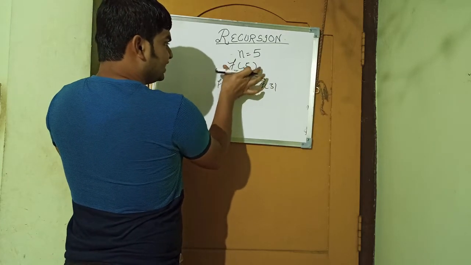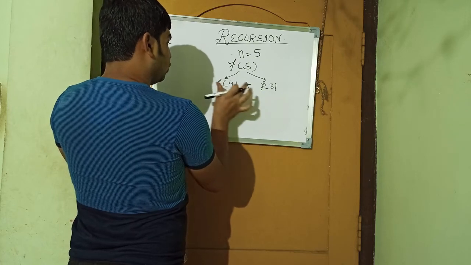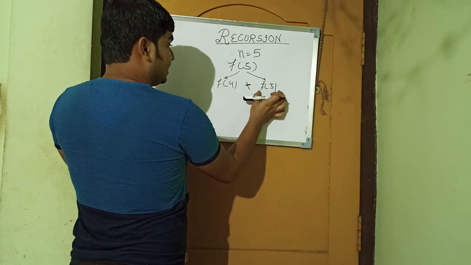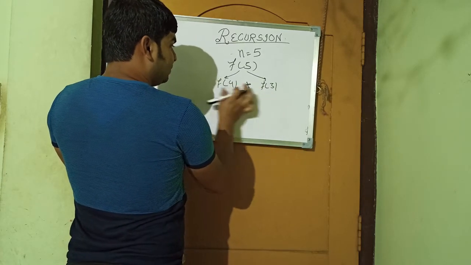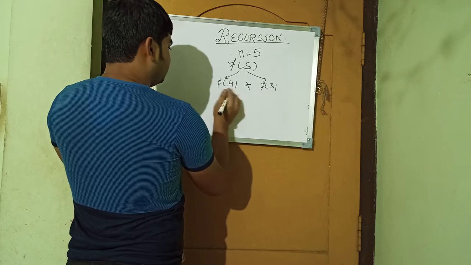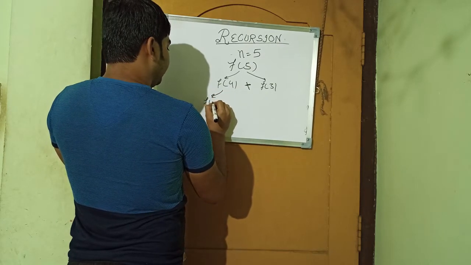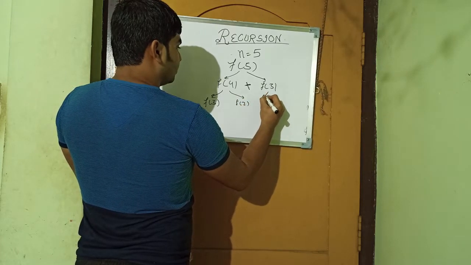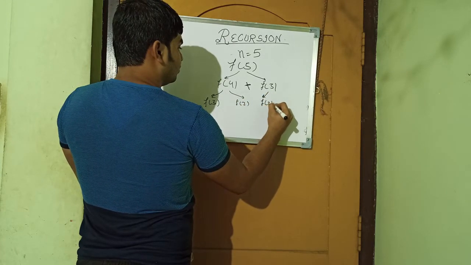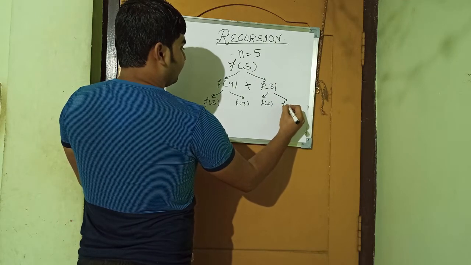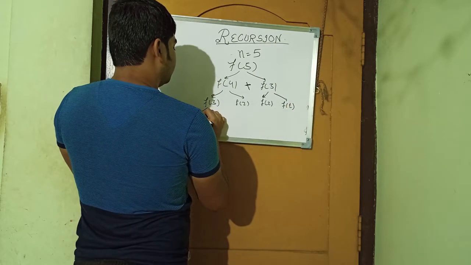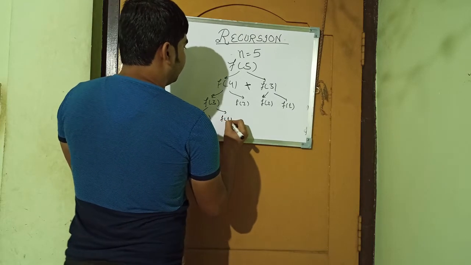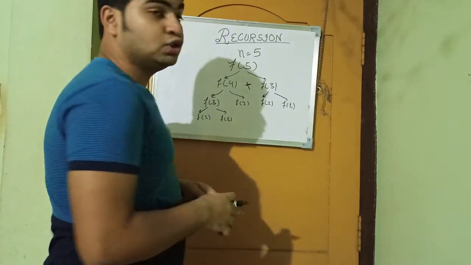So this function is breaking into simpler problems. Now this becomes a complex problem, and this is another complex problem. So we again break it into simpler problems. So it gets converted to f of 3, f of 2, f of 2, f of 1, and f of 2, f of 1. Okay, so this is our recursion tree.